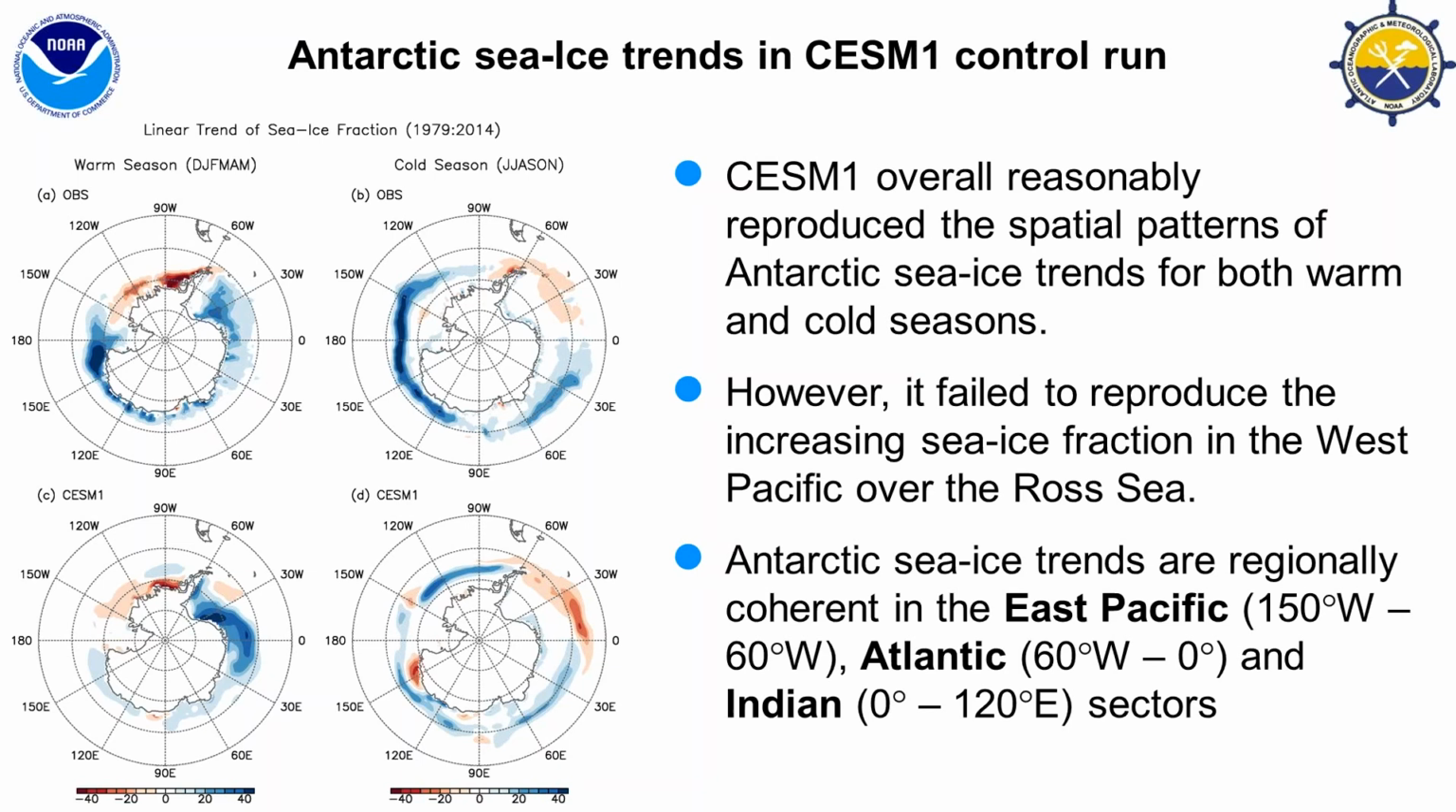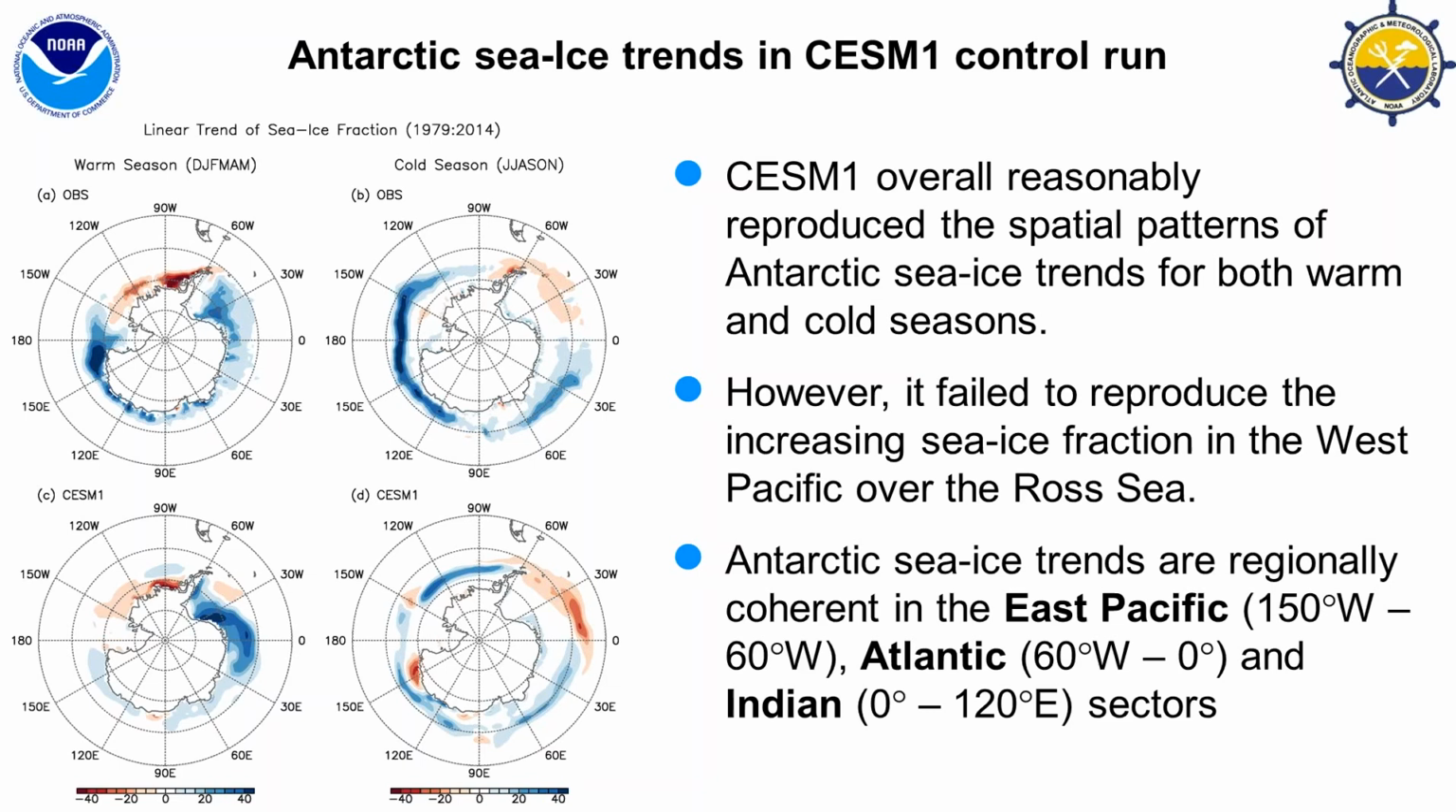Okay, so I'm going to talk about my model control simulation. Again, I'm showing you the linear trend during 1979 to 2014 for the warm season. This is observation, and this is model. You see there's some similarity here and there. In places the model completely failed, for instance here, the Bellingshausen Sea. The reduction over here is somewhat simulated, and over the Weddell Sea you see that increase.